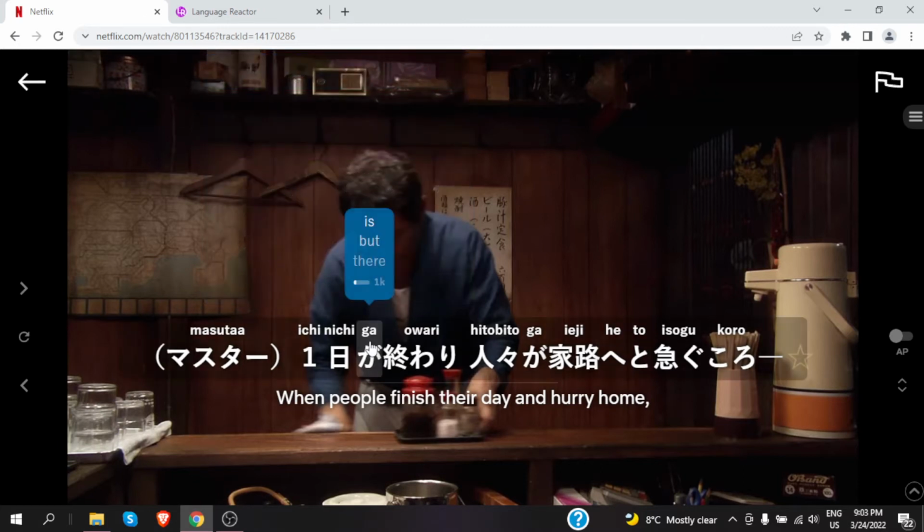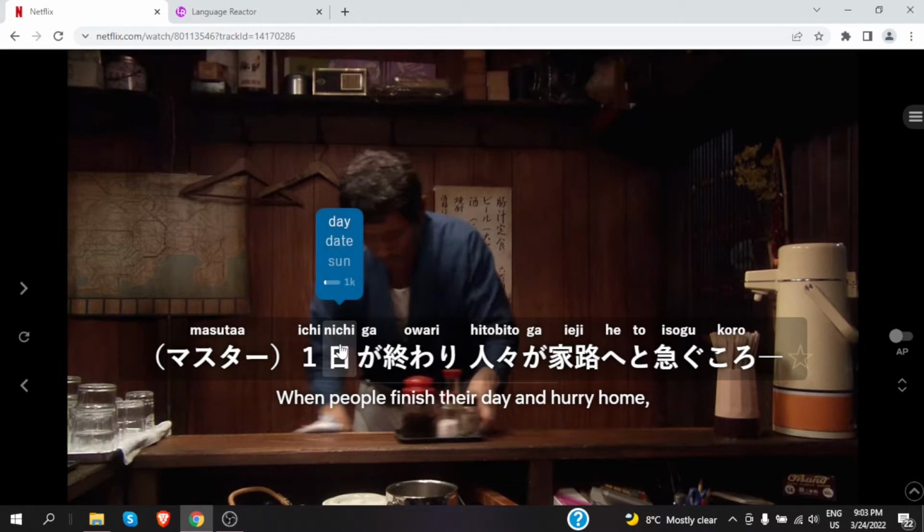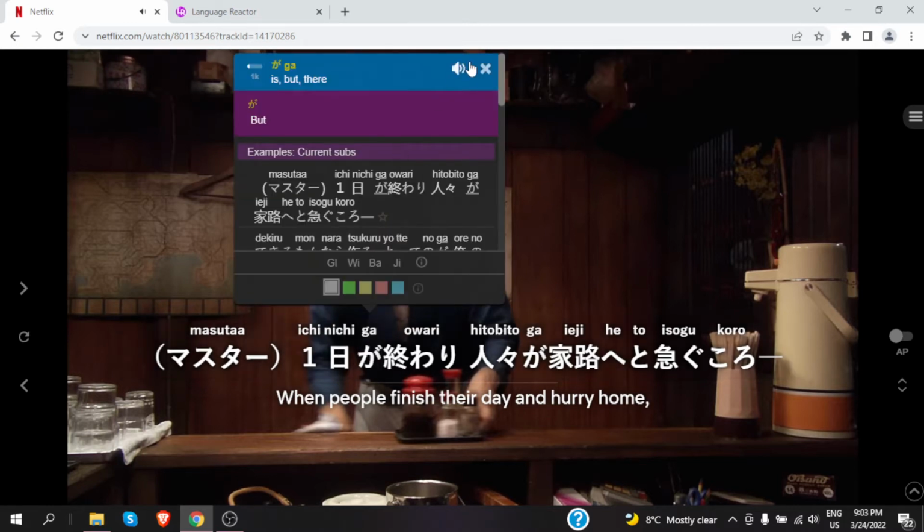Ichi nichi ga. Now ga to me is always added on to the main subject, it seems to me, or at least it seems to be a connector for nouns. Yeah, it's always put on the end of nouns. Ichi nichi ga. Okay.